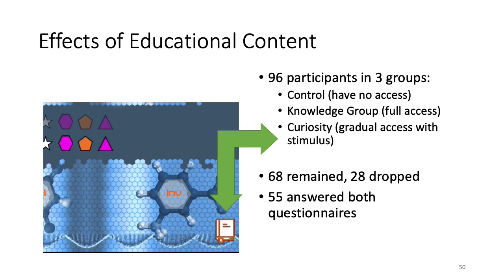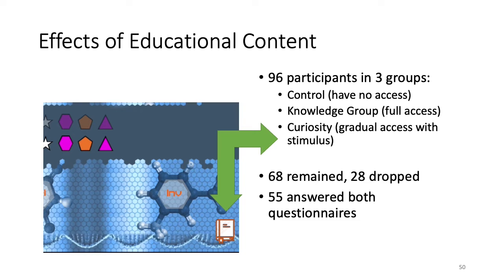We recruited 96 participants and they were split into 3 groups. The control group had no access to the educational content. The knowledge group had full access to the educational content since the beginning. The curiosity group unlocked one educational content every 3 levels played. They also received a visual stimulus.